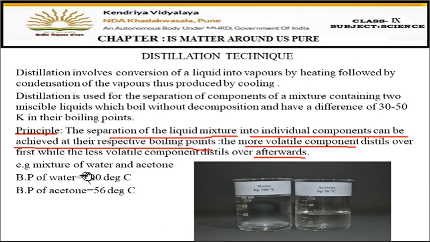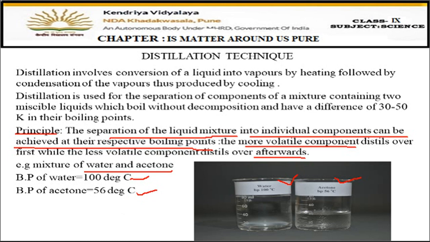Now, suppose we have a mixture of water and acetone. So this is water and this is acetone. You can see both look transparent. If the label is not there, you cannot identify which one is water and which one is acetone except by smelling them. Now, the boiling point of water is 100 degrees Celsius and the boiling point of acetone is 56 degrees Celsius. So you can see a good difference of boiling points here.